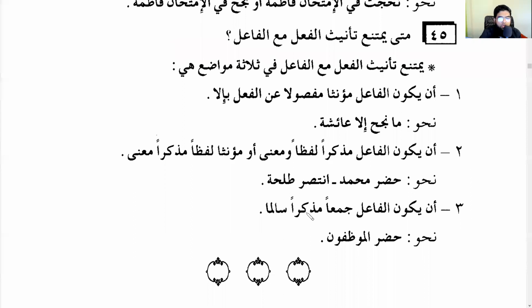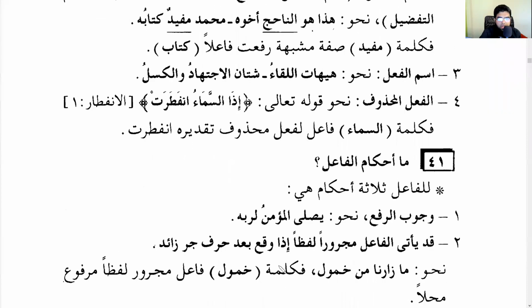أن يكون الفاعل جمع مذكر سالما. For jam' mudhakkar salim, you cannot use a feminine verb like حضر الموظفون, because this waw is very strong. You're not allowed to say حضرت الموظفون, the employees came. So it's not allowed for jam' mudhakkar salim also. Okay, so all these questions were about the fa'il.